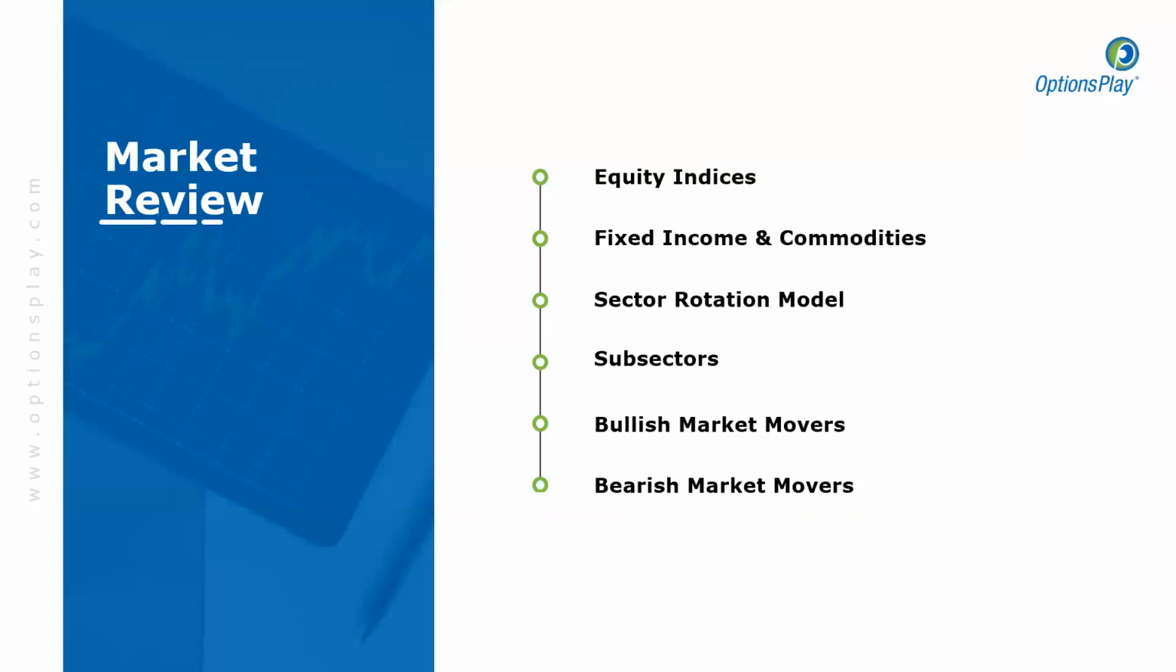So our agenda for today, as usual, kicking off with the major equity indices, highlighting some key levels. And we are seeing a lot of choppy price action here at key resistance areas, especially for the S&P 500. So we will be taking a closer look at that. From there, we'll be moving on to fixed income and commodities. We'll take a look at the sector rotational model, highlighting which sectors are outperforming and underperforming the overall market. We'll take a look at some subsectors of interest that I have for you today. And as usual, ending today's session with some bullish and bearish market observations.